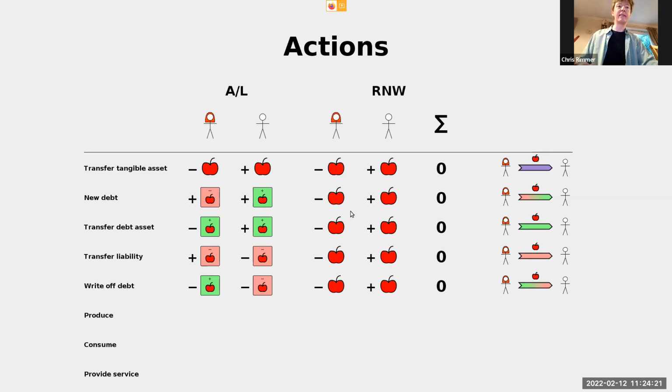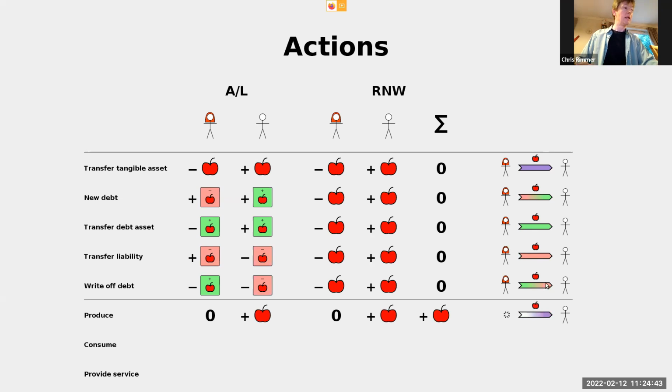Here's writing off a debt, which is, Alice loses a debt asset and Bob loses his liability. So Alice is saying that Bob doesn't owe him an apple anymore. And again, it transfers 1 apple of raw net worth from Alice to Bob. This time it's from green to pink because it's a transfer from the creditor to the debtor when you write off a debt.